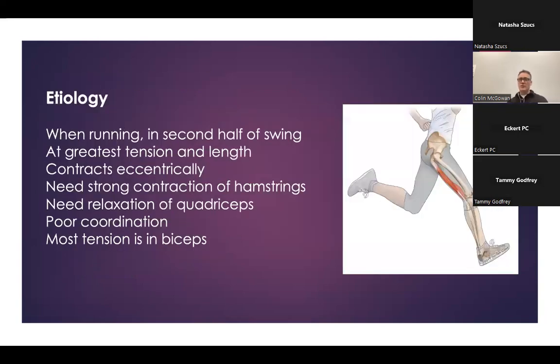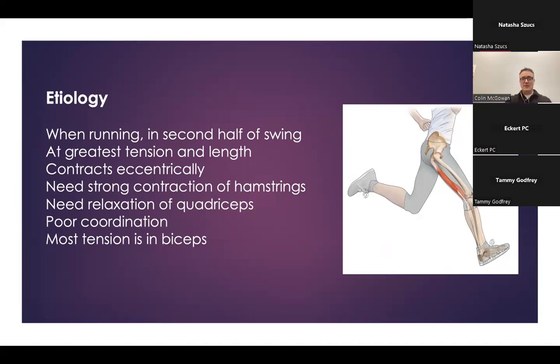Etiology, when running, same thing. Second half of swing, greatest tension and length. You need a strong contraction of the hamstrings and relaxation of the quadriceps. So one thing that comes up is muscle balance. If your quads are really strong and you're not strengthening the hamstrings, you're more vulnerable. And you want to have good coordination, so a lot of proprioceptive exercises, balance exercises.